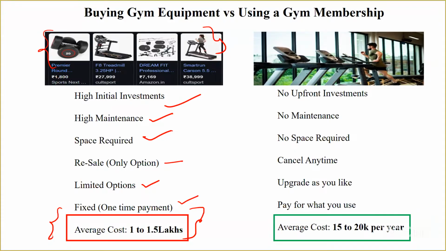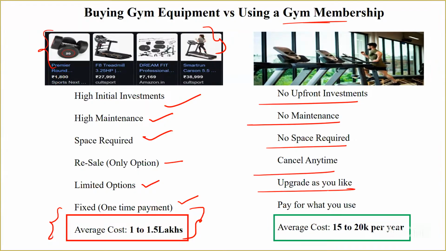Now, what's the other option? Who will go and set up all this? You go and join a gym. No investment, no maintenance, no space. You can cancel anytime, you can upgrade your plan as you like, and you pay for what you use. Average cost is 15 to 20,000 per year. Now, this is called on-prem: you are thinking to do everything on your own.